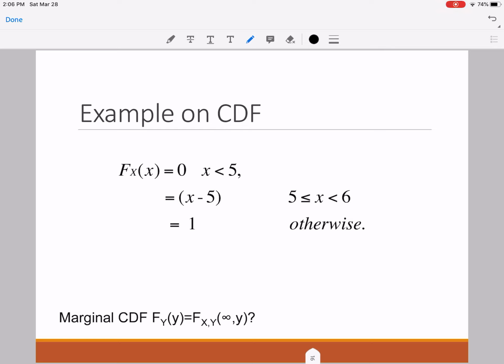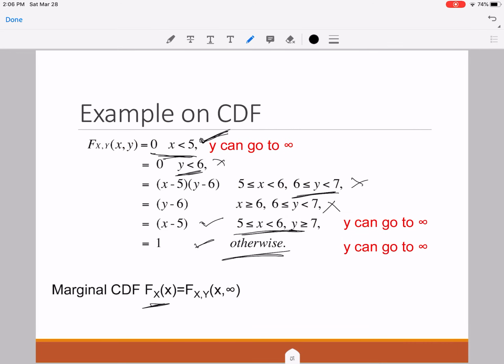Similarly, what I would like for you guys to do is solve for the marginal CDF of y by setting x to infinity. Just look into this joint CDF and see in which lines x has the scope to go to infinity.